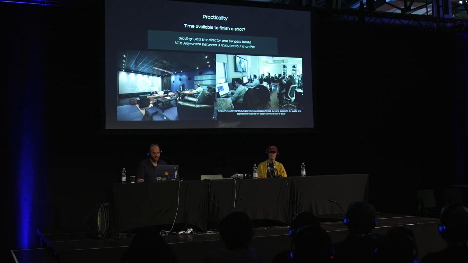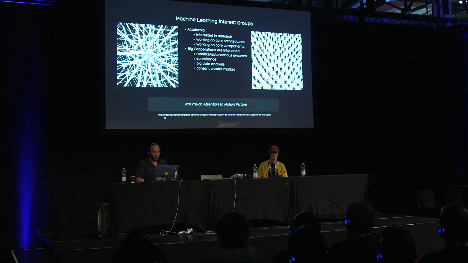And there's also a practicality that I think prevents these algorithms at the moment from being used in interactive color grading. Because if you ask the same question to a colorist or to a visual effects artist, how much time do you have available for a shot? The colorist will tell you until the director or DP gets bored, then you need to move on. And the visual effects artist will tell you anywhere between 3 minutes and 7 months. So the time scales are very different here. But we see also with other techniques that the faster and more reliable things become, the more they diffuse towards the machine learning arena.